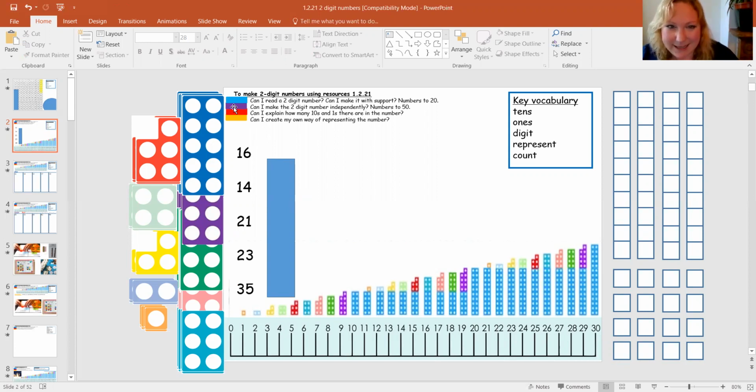If you're doing the purple level of challenge, you're going to make the two-digit numbers probably a bit more independently, and you might go up to numbers up to 50. If you're on the red level of challenge, well, I've put this as the red level of challenge, but really I want everyone doing this. I want you to explain how many tens and ones there are in each number. This is going to make sense soon. If you're on the orange level of challenge, you're going to create your own way of representing the number. It'll all make sense.